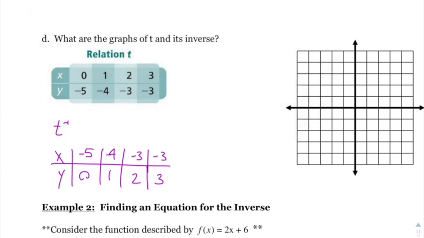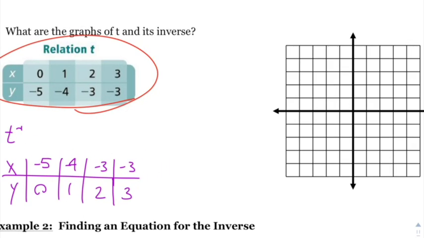Once again, I'll color code these. I'll do the first one in red. 0, -5, way down there. 1, -4. 2, -3, and then 3, -3. So kind of like that. Since I already have this other one in purple, we'll use that. So we have -5, 0, -4, 1, -3, 2, and then -3, 3.